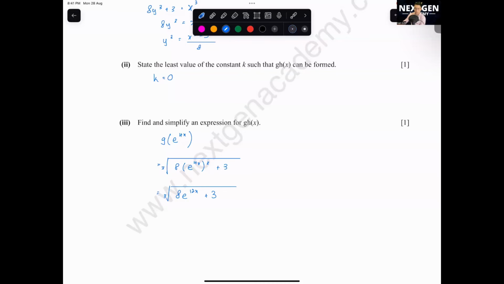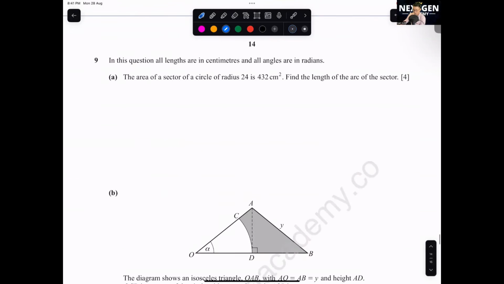Okay, we're gonna go to question 9 right now. In this question, all lengths are in centimeters and all angles are in radians. Area of a sector of radius 24 is 432 cm square. Find the length of the arc of the sector.